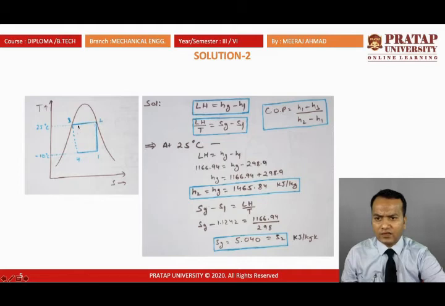Then after that, in the condenser, the constant pressure heat rejection process should be there. So the saturated vapor is converted into the saturated liquid. After that, the expansion of saturated liquid should be there in the expansion device, which comes to state 4.